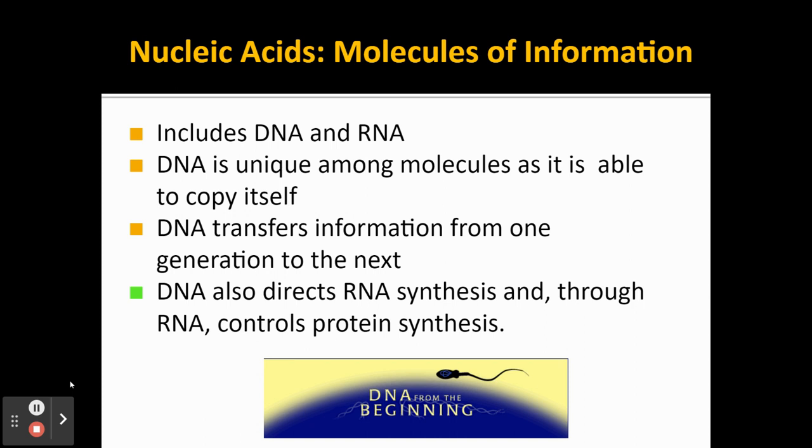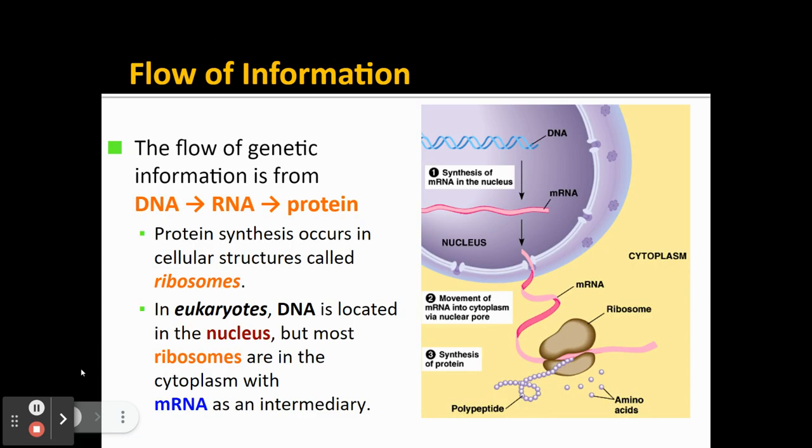Okay, and I have a little DNA diagram from the beginning on the picture on the bottom. GIF, we see a sperm cell. Again, an example of that DNA being transferred from one generation to the next with sexual reproduction, but also through asexual reproduction. The first thing that has to happen anytime a cell divides is that the DNA must be copied first. DNA also plays a role in directing RNA synthesis, and through that process, controls protein synthesis. So this is a very important molecule. So let's look at what that flow of information is.